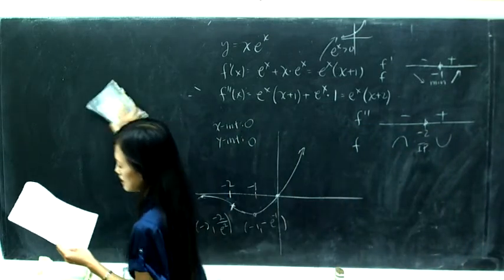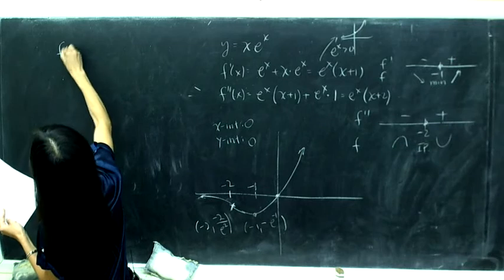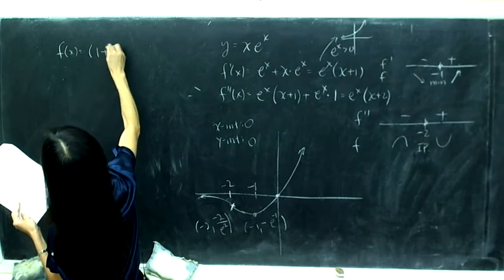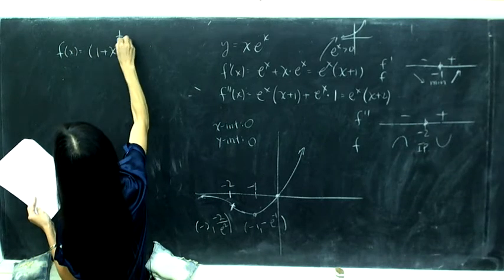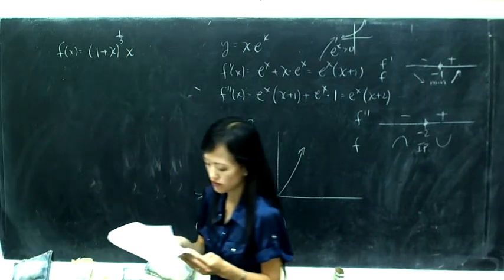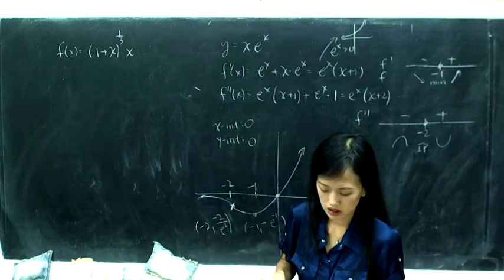Okay, let's see. If I have f of x equals 1 plus x to the 1/3 times x, let's try to graph this one. This is a really complicated one.